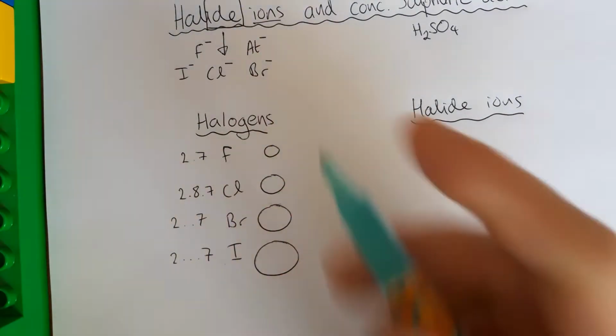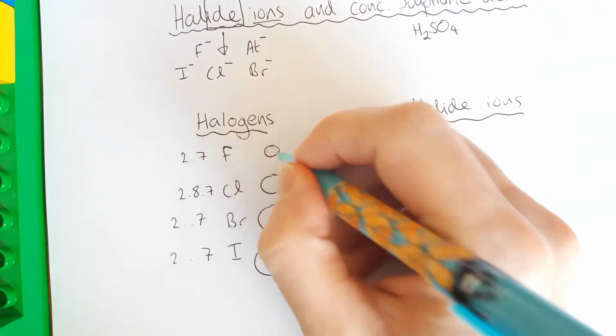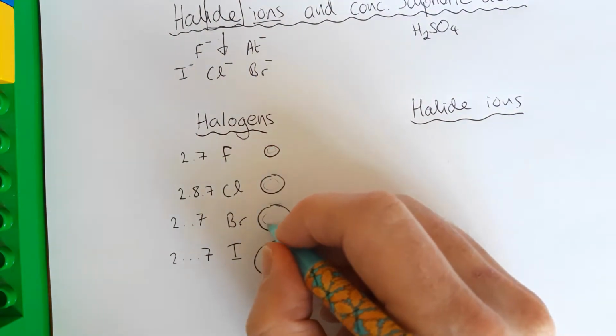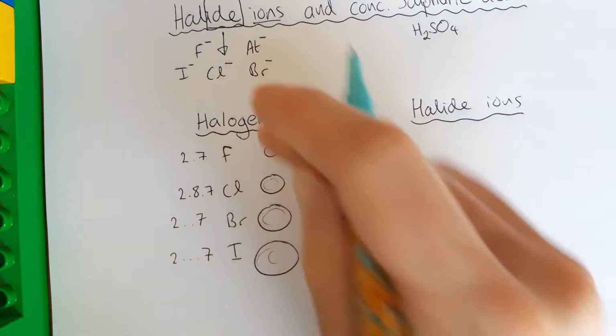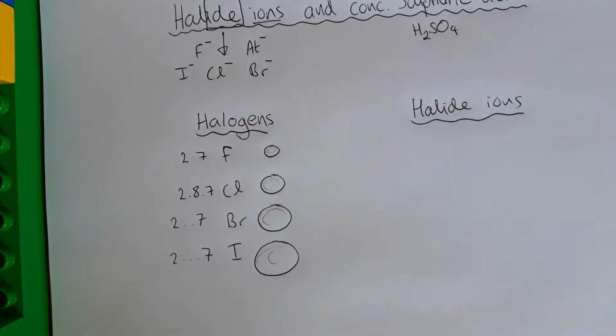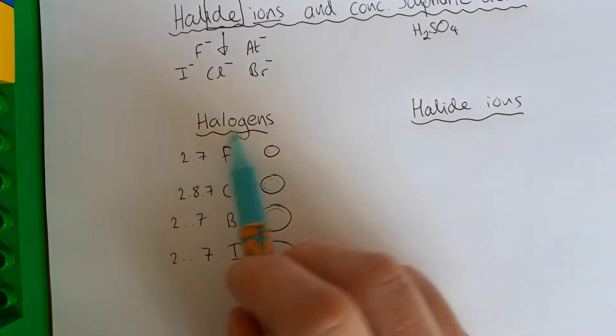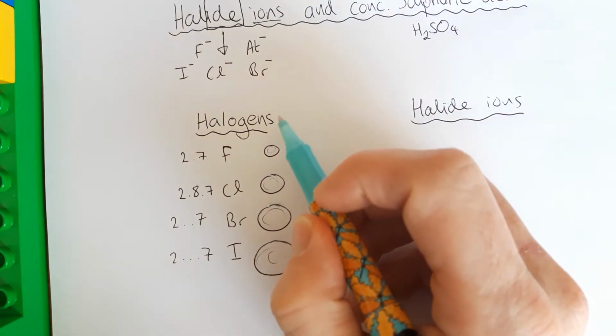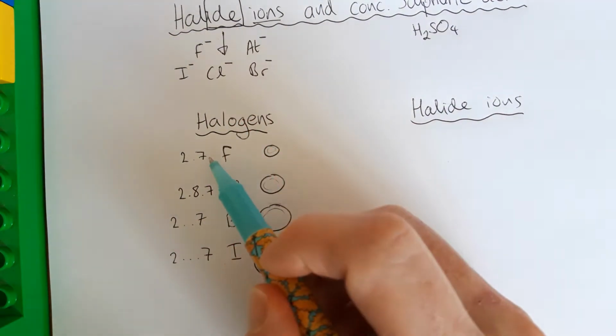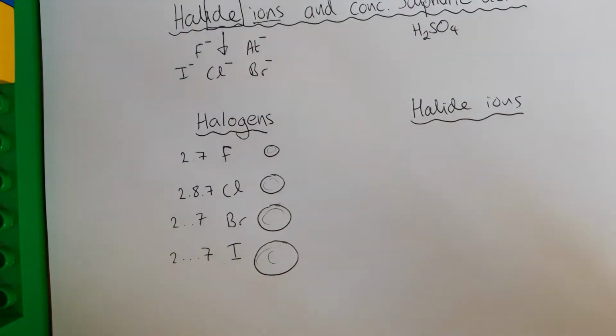But as you go down the group, they increase in the number of shells. So 2,7, 2,8,7, 2,8,18,7, and so on. So there's an extra shell as you go down the group. So you also know from GCSE that these halogens are quite keen on gaining an electron to get a full outer shell, and at A-level we say to get a stable electron configuration.